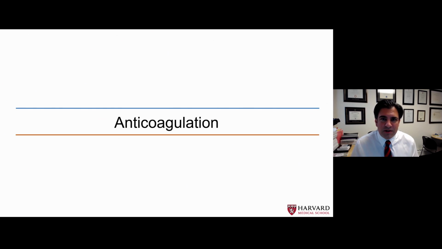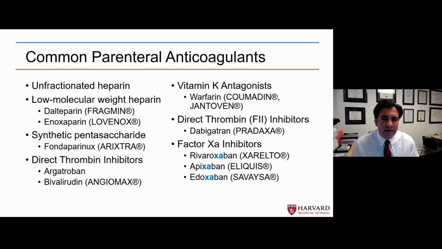At this point, I'm going to switch a little bit to anticoagulation, and talk about the common parenteral anticoagulants that we have. All of us are familiar with unfractionated heparin, low molecular weight heparin. We have the synthetic pentasaccharide fondaparinux, the direct thrombin inhibitors, warfarin available here in the United States, and then the oral direct thrombin inhibitor, dabigatran.